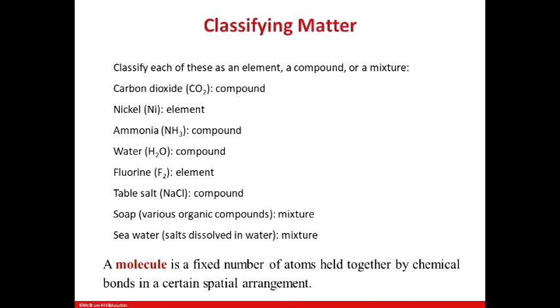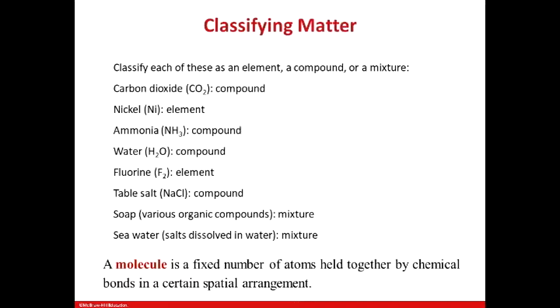Now when we look at classifying this matter, of which compounds belong and which molecules belong, we classify carbon dioxide, okay, as a molecule. So this is a molecule of carbon dioxide because it's a fixed number of atoms held together in chemical bonds in a spatial array. You get it? All right, so that's what this molecule is. So it's a compound. Carbon dioxide is classified as a compound.